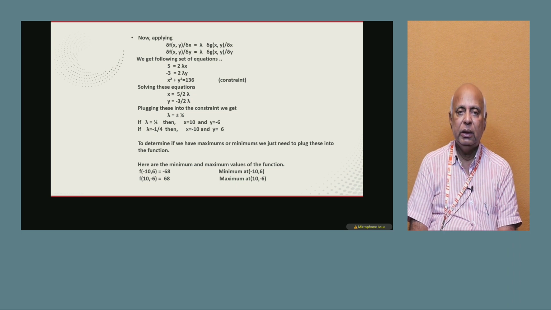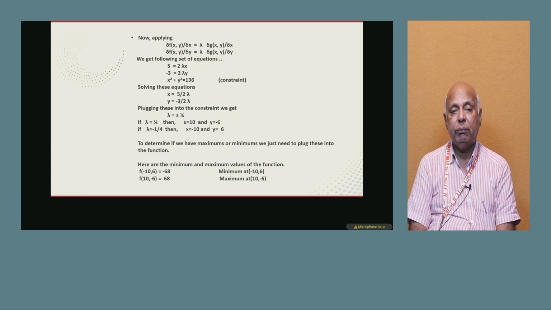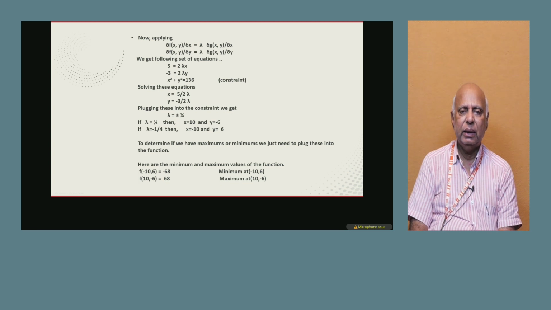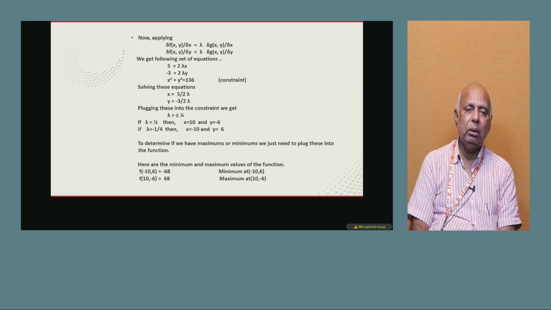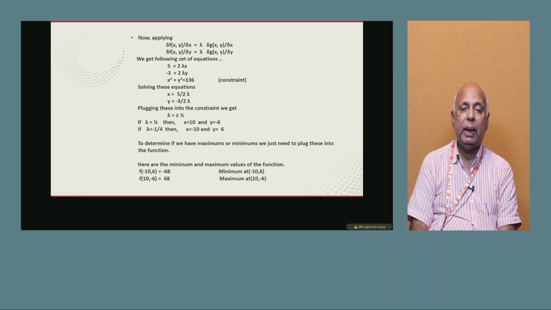In this particular case we get the equations 5 is equal to 2 lambda x, and minus 3 is equal to 2 lambda y. We have only one condition. What is the condition? The condition is x square plus y square is equal to 136. Using all these three, we get the value of x as 5 by 2 lambda and y equal to minus 3 by 2 lambda.